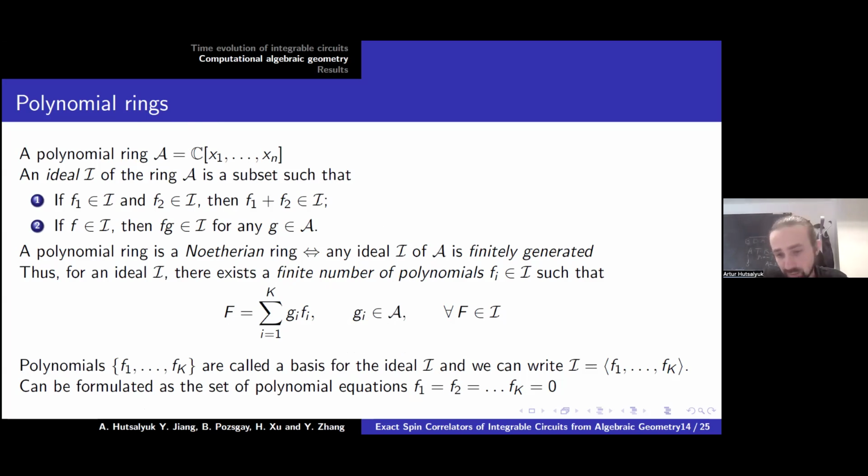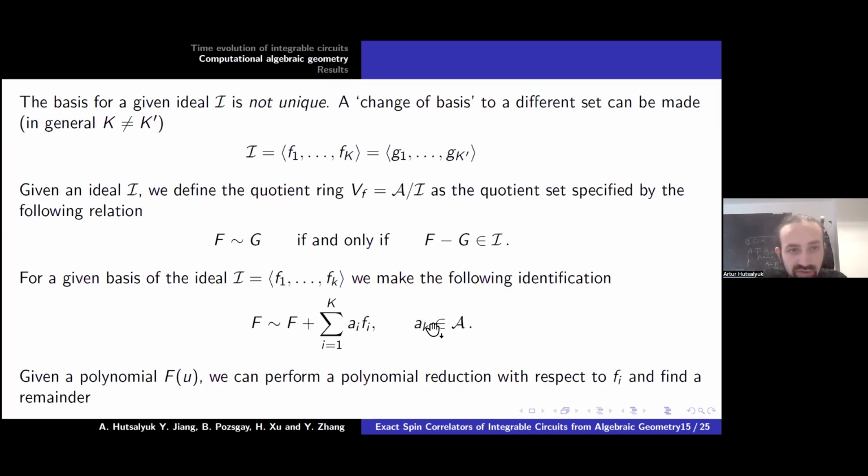A very particular set for our ideal, for example, could be the set of polynomial equations. So we can choose f1 equal to f2 equal to fk equal to 0. In this case, this would be really a system of polynomial equations. And indeed, in this case, we will see that all conditions for the ideal are satisfied, no problem. Here, however, we have some problems.